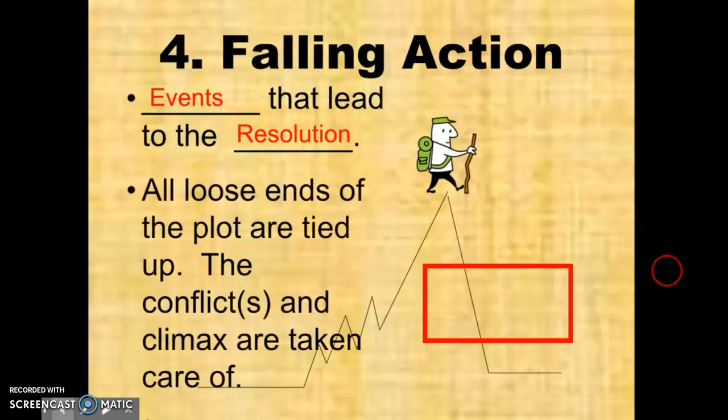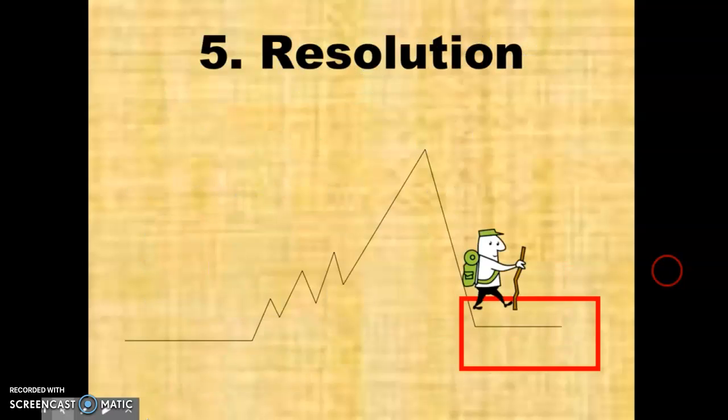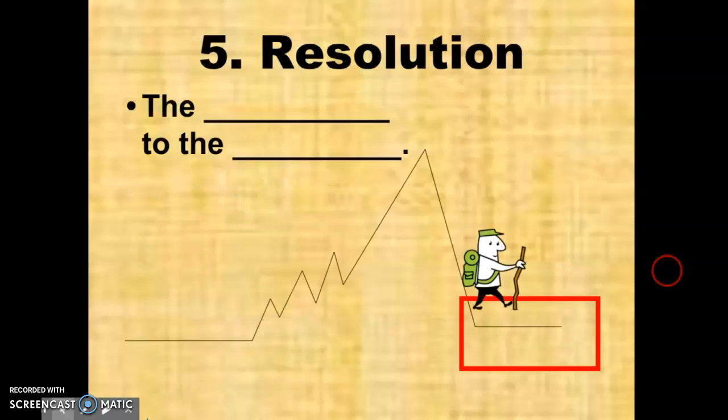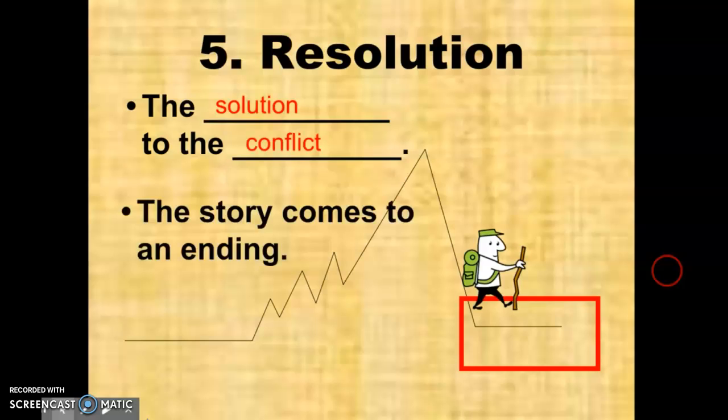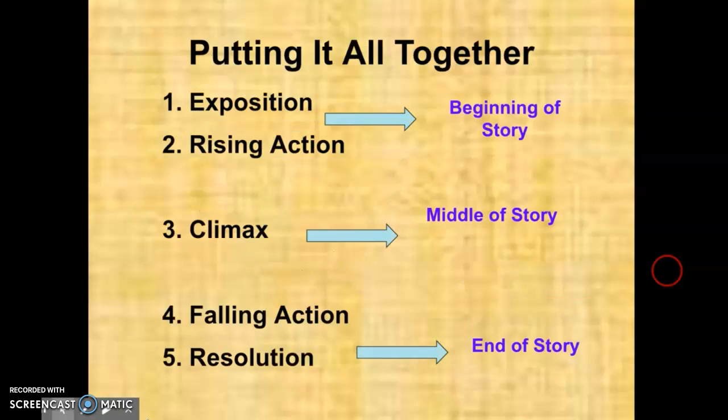Now, these are the events that lead to the resolution. All of the loose ends of the plot are tied up. The conflict and the climax are taken care of. And we then go into the resolution, which is the solution to the conflict. And this comes at the end of the story. This is telling you the story is going to be ending.